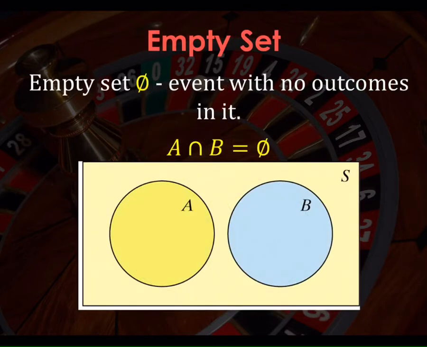The empty set is the event with no outcomes in it. So for example, maybe this is the group of freshmen, and this is the group of sophomores. There are no students that are in both groups. So that would represent the empty set, the event with no outcomes in it. There are no students that are both sophomores and simultaneously freshmen.